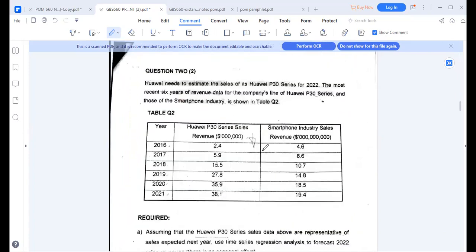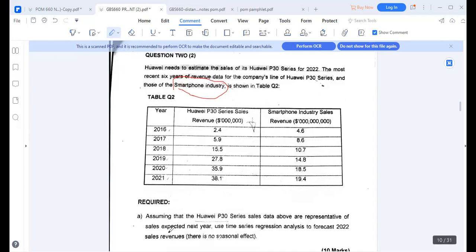this company needs to estimate the sales of the P30 series for 2022. The most recent 6 years of revenue data for the company's P30 series and those of the smartphone industry are shown in the table. So they have the year, the P30 series sales and the smartphone industry sales. Okay, we have this one. So here we have to be very, very careful to determine which one should be our X and which one should be our Y variable. But of course, we have three parameters: the year, the P30 series, and the smartphone industry.